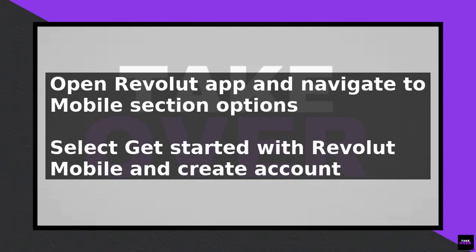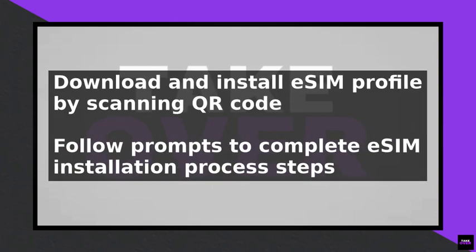After installing the eSIM profile, go to your device's settings and select the Mobile Data or Cellular Data option. Depending on your device, choose the Revolut eSIM plan from the list of available plans and ensure it is enabled. To complete the activation process, you will need to restart your device. Once your device has restarted, the Revolut eSIM should be active, and you can start using it to make calls, send texts, and access the internet.